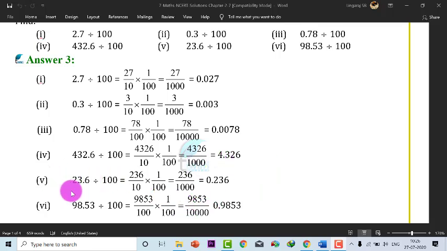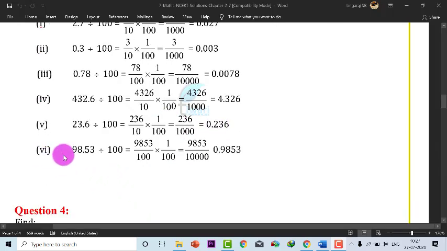Next, we take the fifth one, 23.6 divided by 100. The fraction form of 23.6 is 236 by 10 into 1 by 100, because the inverse of division is multiplication and the reciprocal of 100 is 1 by 100. So 236 into 1 is 236, 10 into 100 is 1000. So here, if you divide 236 by 1000, we get 0.236, and it is the decimal form of this fraction.